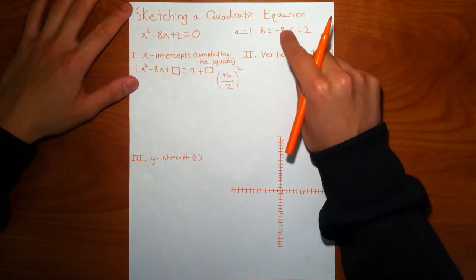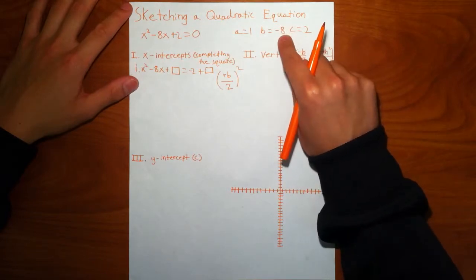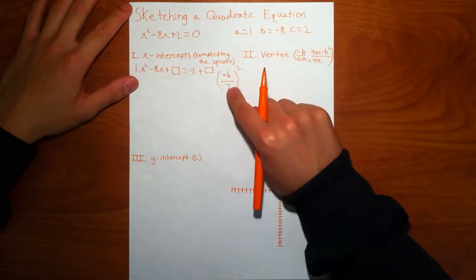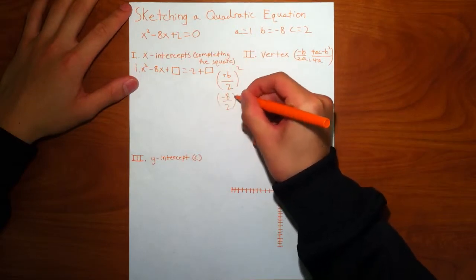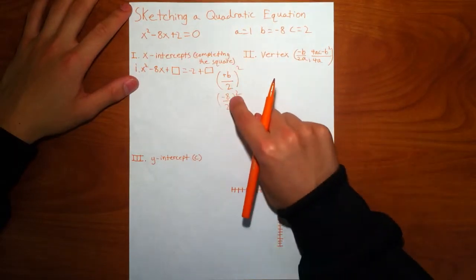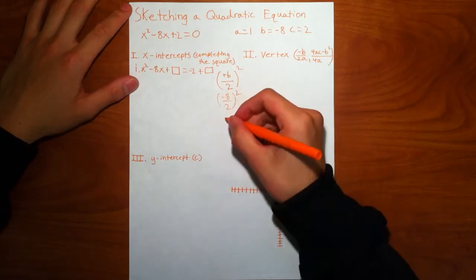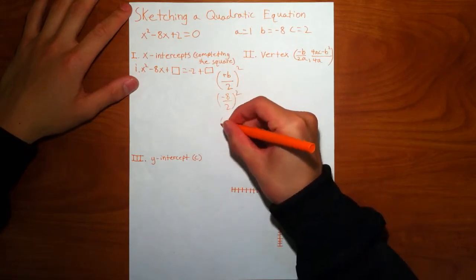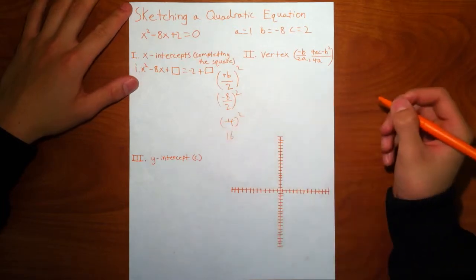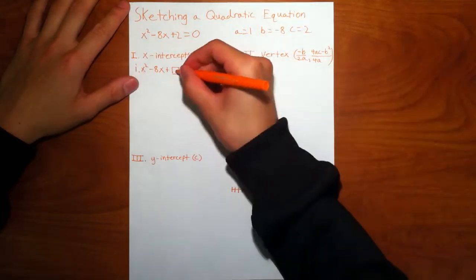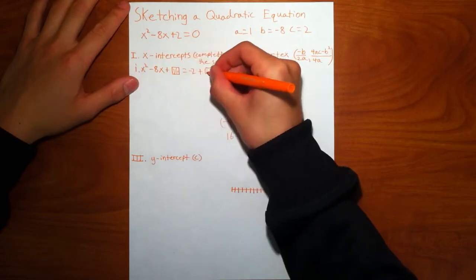So b is negative 8. So negative 8 divided by 2 squared. And negative 8 divided by 2 happens to be negative 4, and negative 4 squared is 16. So now I know that 16 goes inside the box.